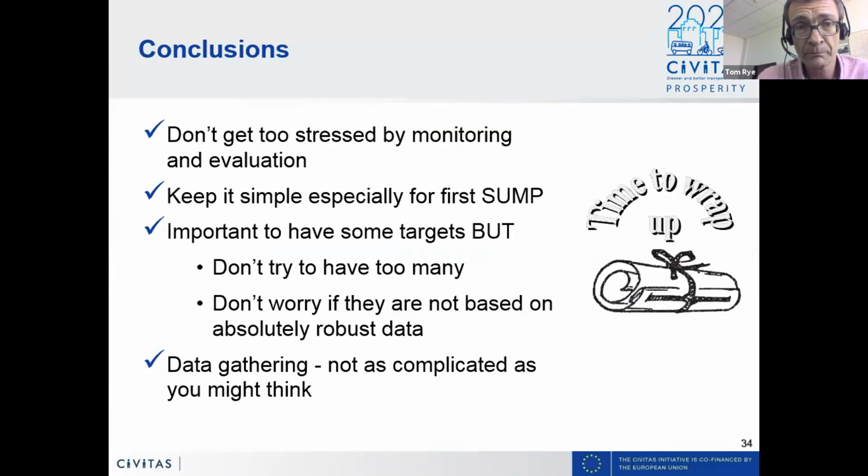So in conclusion, don't get too stressed by monitoring and evaluation. Keep it simple, especially in a first SUMP and especially in a smaller city. Don't have too many targets. Don't worry if they're not based on completely robust data. Sometimes it's impossible to gather totally robust data. And data gathering doesn't have to be as complicated as you might think. I'm a big advocate of keeping it simple, especially at the beginning, because even if you keep it simple, you'll still be doing more monitoring and evaluation than you did before.